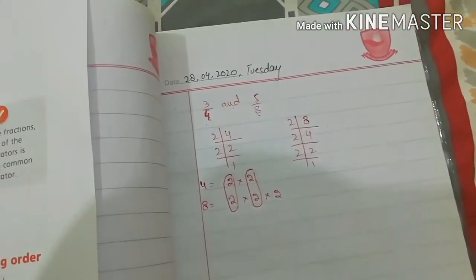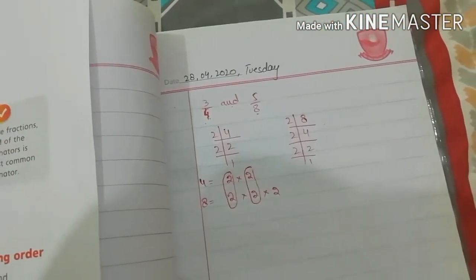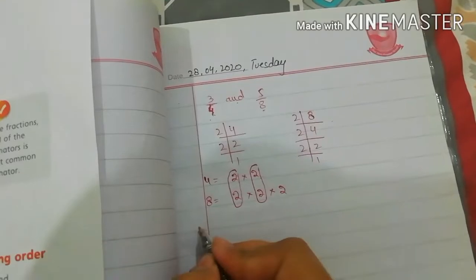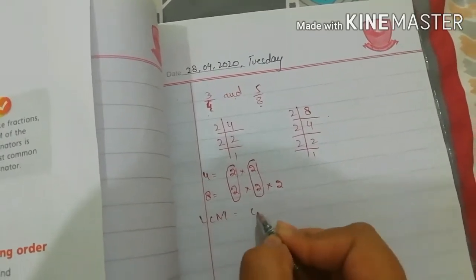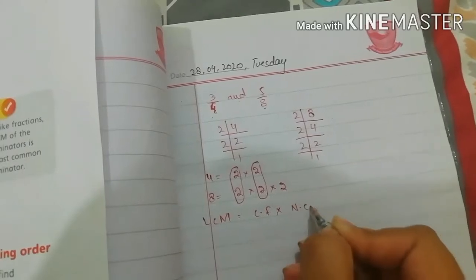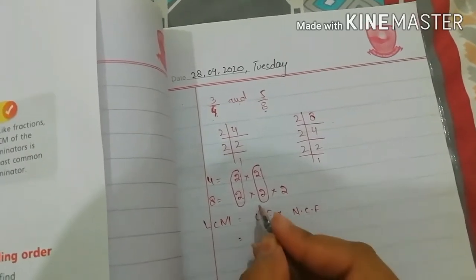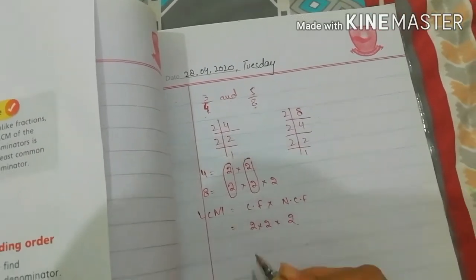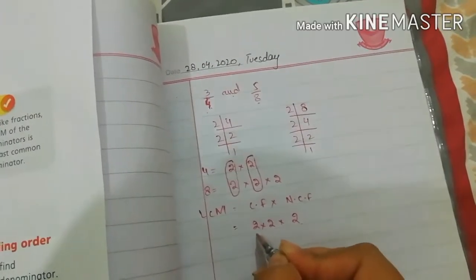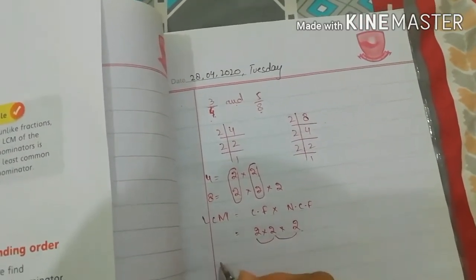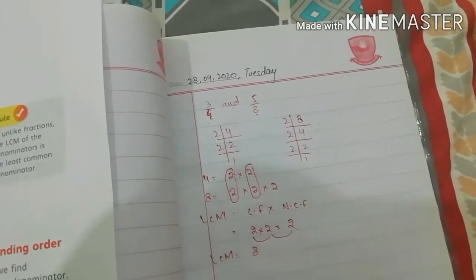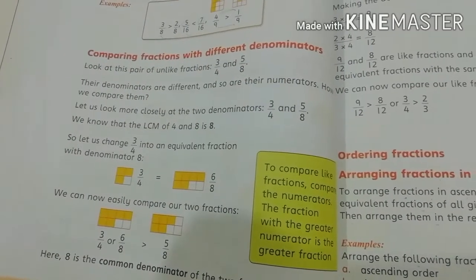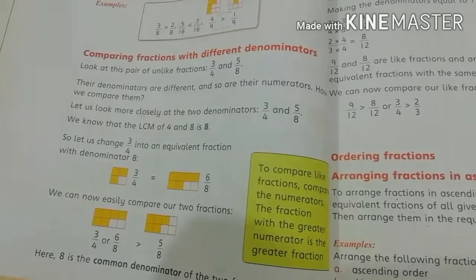Dear students, you already know that the formula of LCM. LCM is equal to common factors multiplied by non-common factors. So the common factors are 2 into 2 and non-common factor 2. Now we will multiply all these numbers. 2 2s are 4, 4 2s are 8. So the LCM is 8. So the LCM of 4 and 8 is 8.